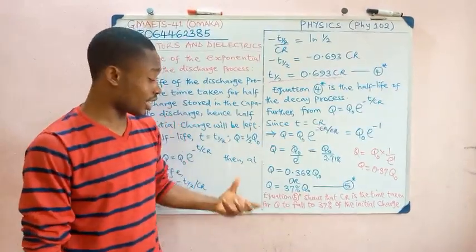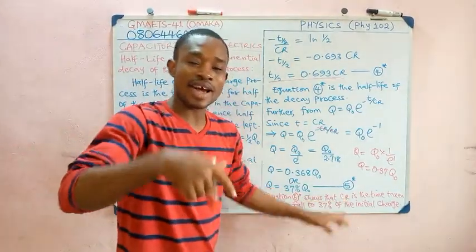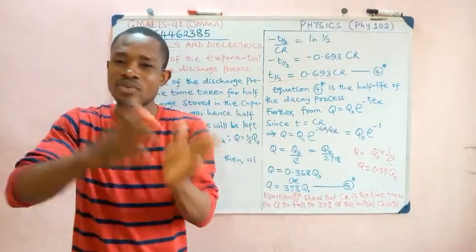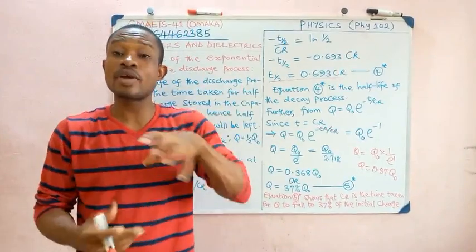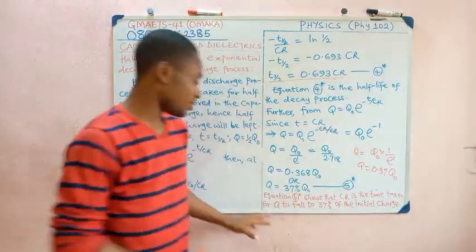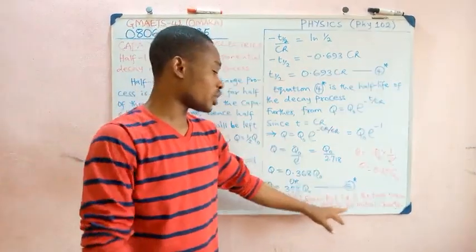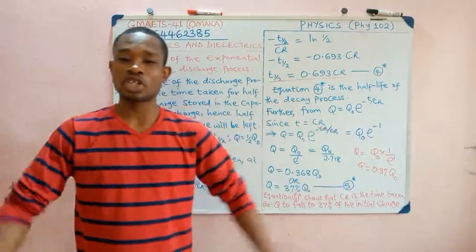And what does that tell us? Equation 5 simply shows that CR, that is the capacitance of the capacitor times the resistance of the resistor you use during the discharge process, is the time taken for Q to fall to 37% of the initial charge.